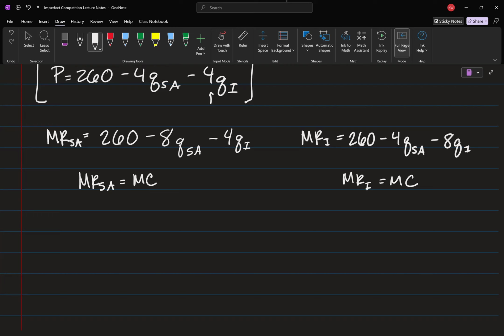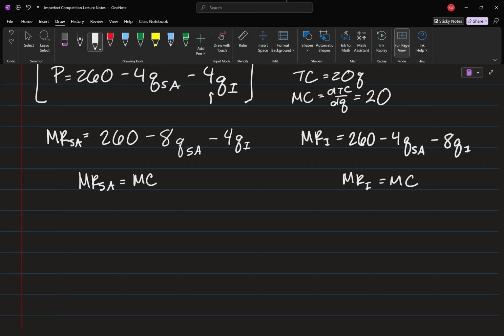And we were given that each had a total cost of 20 times Q. They had the same total cost equation. That means that their marginal cost then is going to be the same, right? When we take the derivative of that total cost equation with respect to quantity, this is a Q. We find that both of their marginal costs is constant at 20.